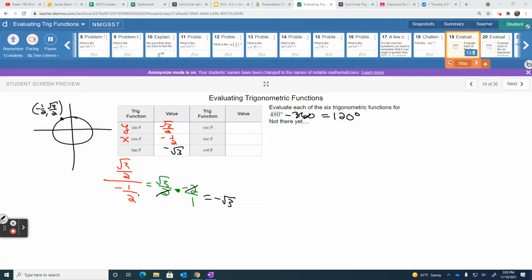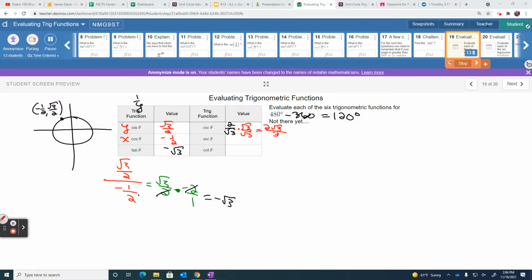Now, at this point, let's line up the ones that match. Sine matches with cosecant. It is 1 over y, which is the same thing as just flipping the fraction. So cosecant is then 2 over radical 3. But we can't leave that just like that, because you can't have a radical in the denominator. So we multiply by radical 3 over radical 3 and get 2 radical 3 over 3.